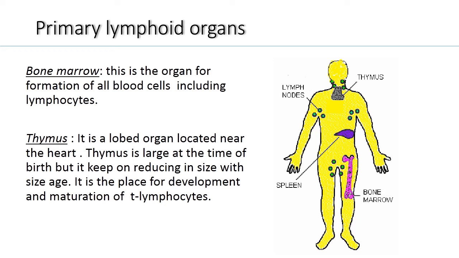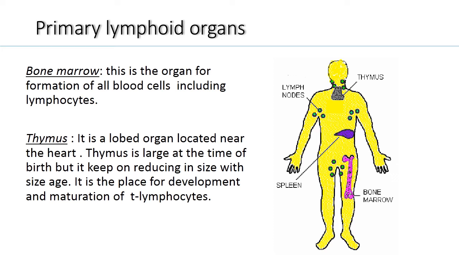Understood, right? Only based on where the lymphocytes mature, we have divided them into B lymphocytes and T lymphocytes. T lymphocytes mature in the thymus. B lymphocytes mature in the bone marrow. So these are a few functions of bone marrow and thymus.